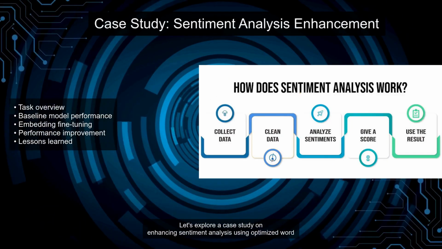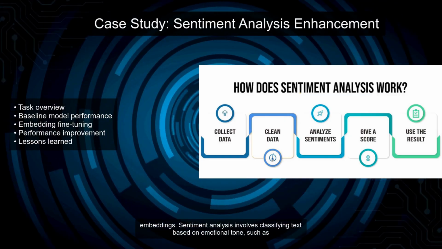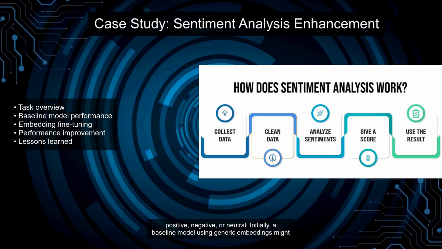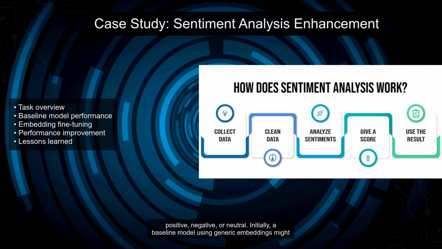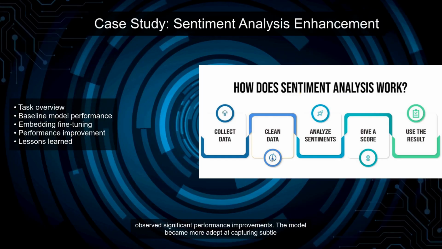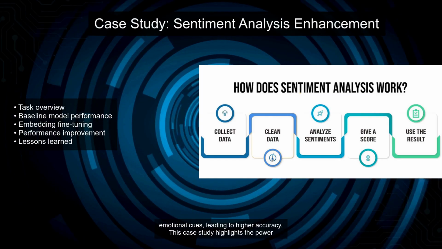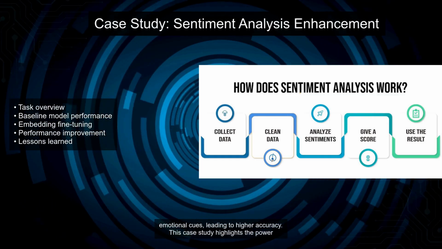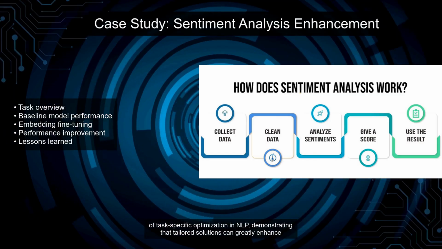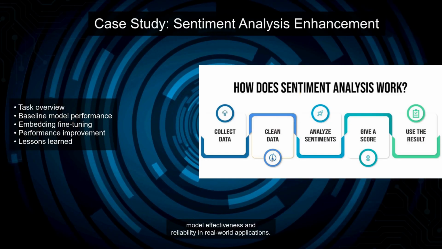Let's explore a case study on enhancing sentiment analysis using optimized word embeddings. Sentiment analysis involves classifying text based on emotional tone, such as positive, negative, or neutral. Initially, a baseline model using generic embeddings might struggle with context-specific sentiments. By fine-tuning embeddings on a sentiment-specific dataset, we observe significant performance improvements. The model became more adept at capturing subtle emotional cues, leading to higher accuracy. This case study highlights the power of task-specific optimization in NLP, demonstrating that tailored solutions can greatly enhance model effectiveness and reliability in real-world applications.